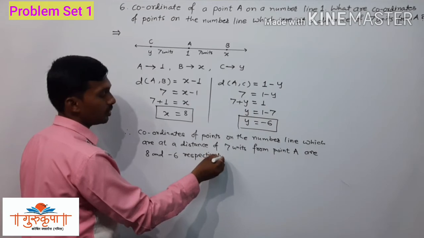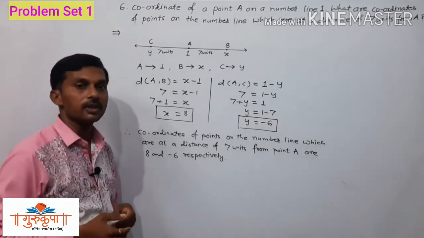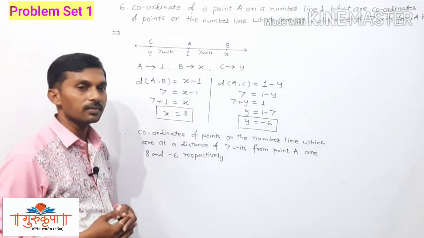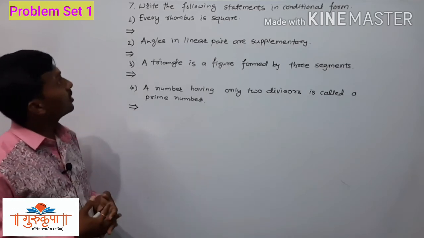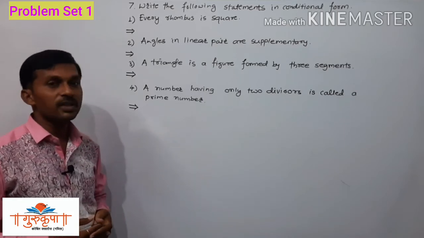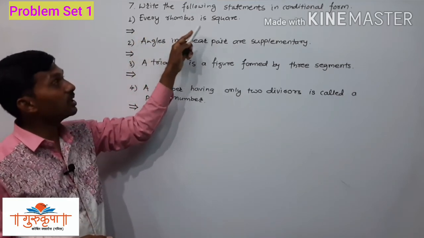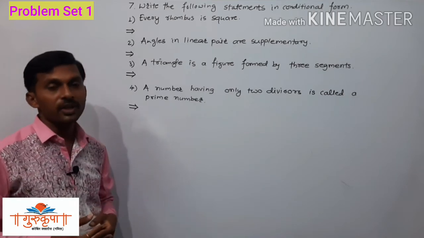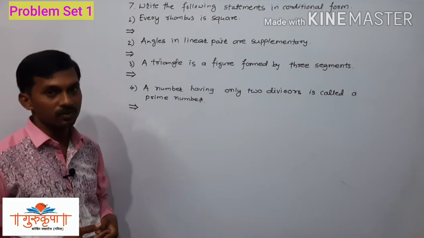So this is all about example number 6. Now we will study the next question, that is example number 7 from problem set 1. The question is, write the following statements in conditional form. The first statement is, every rhombus is a square, and this is a simple statement. We have to convert it into the conditional form, that is into the if-then form.